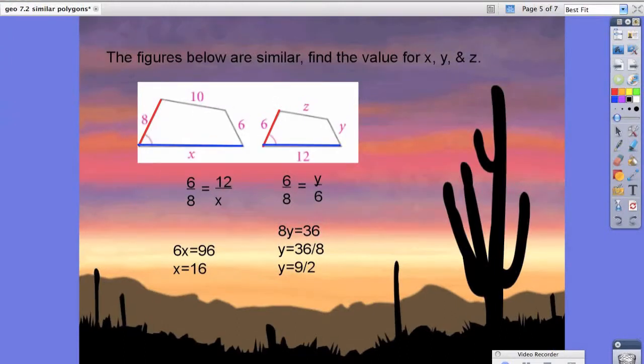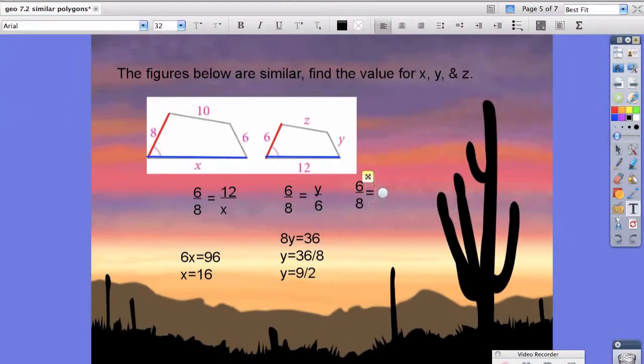Last but not least is for z. Again, we can use the same exact ratio. Equals. Notice the small side on top is z, divided by the big side on top, which is 10. So 8z equals 60. Z equals 60/8, which simplifies to 15/2.